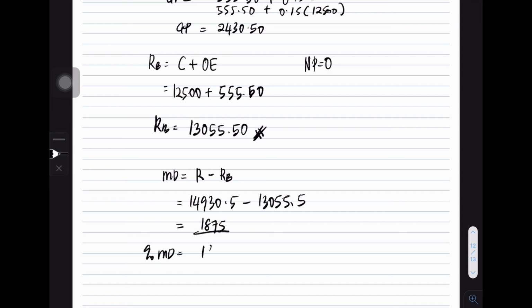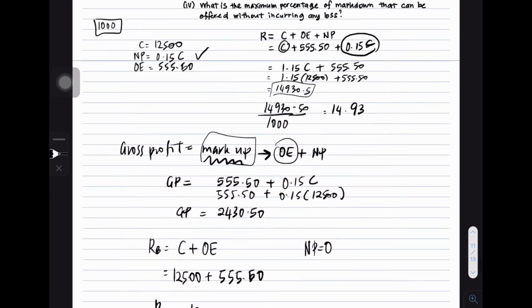Okay, yang markdown ni, harga markdown ni awak bahagikan dengan harga sebenar 14930.5, awak darabkan dengan 100. Okay, so awak akan dapat, awak darabkan dengan 100, awak akan dapat dia punya percentage markdown adalah 12.56%. So ini adalah percentage markdown. Alright.